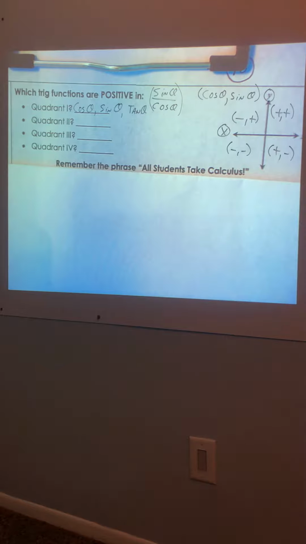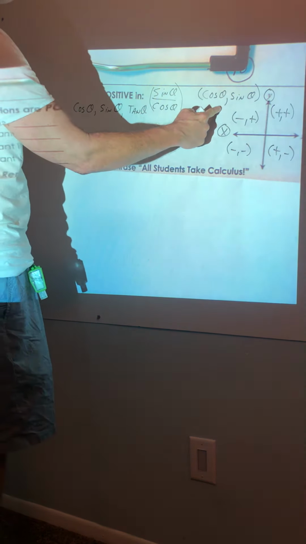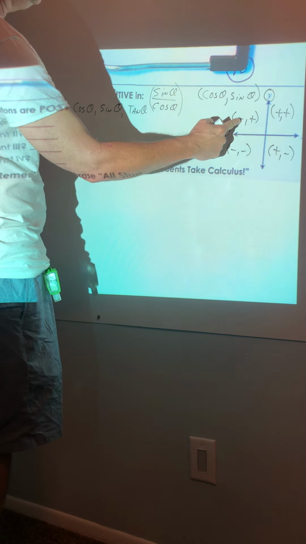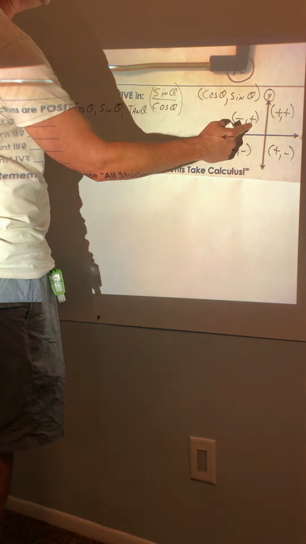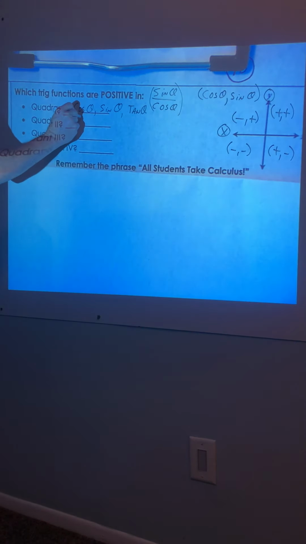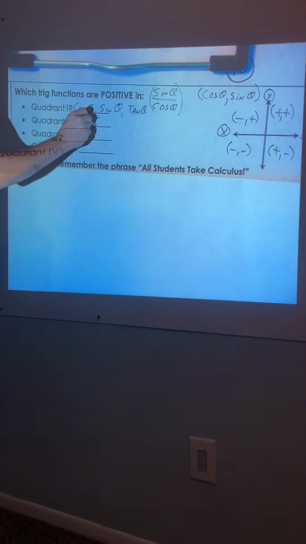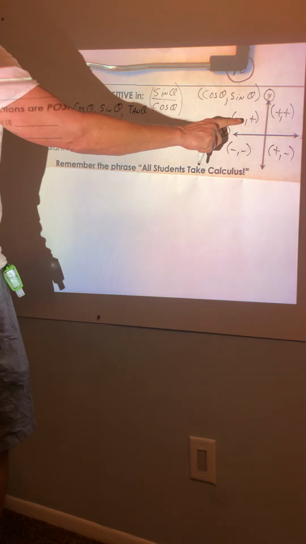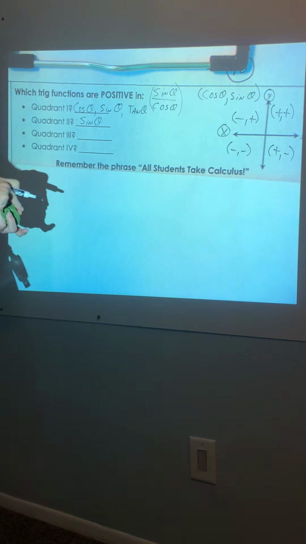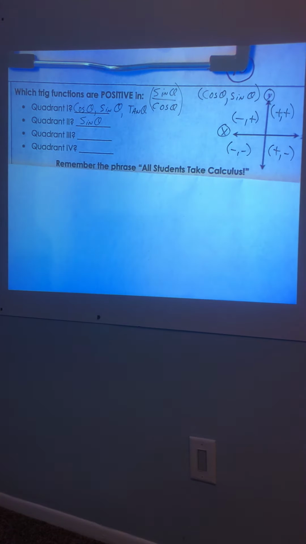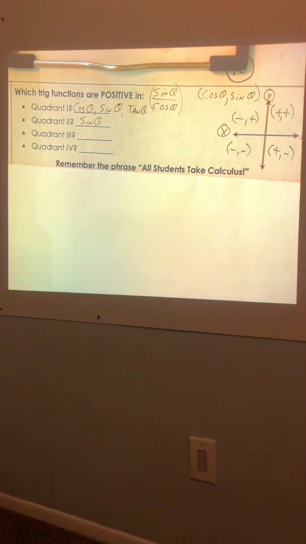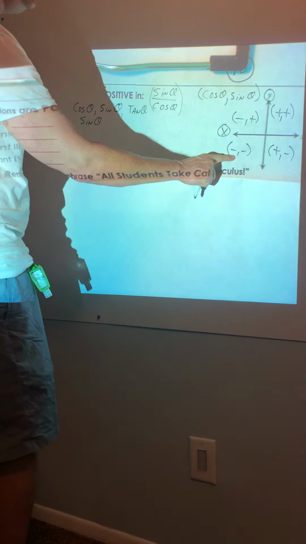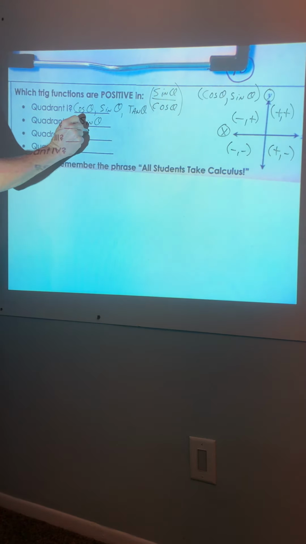Okay, quadrant 2, which trig functions are positive? If I'm in quadrant 2, I'm hanging out here. Look, negative, comma, positive. The second one is y, so this is sine of theta. Yes, very good. You cannot put tangent down because tangent is going to be a positive divided by a negative, so that's just going to be negative. All right, go to quadrant 3. Which trig functions are positive? Well, when you go to quadrant 3, they're both negative, so just put none.